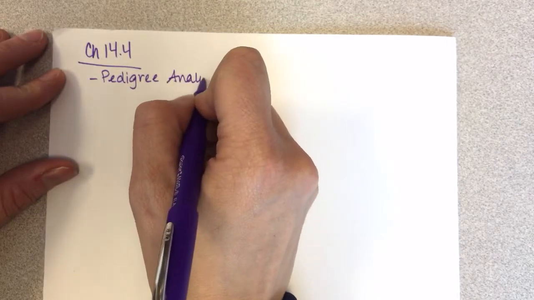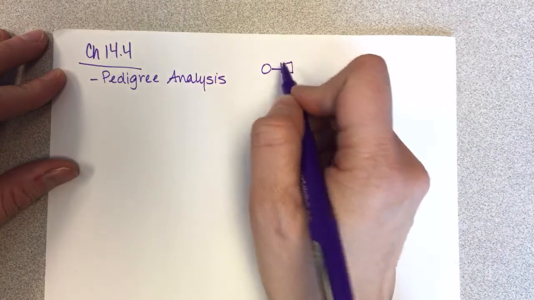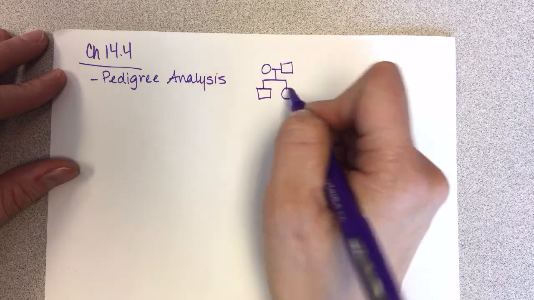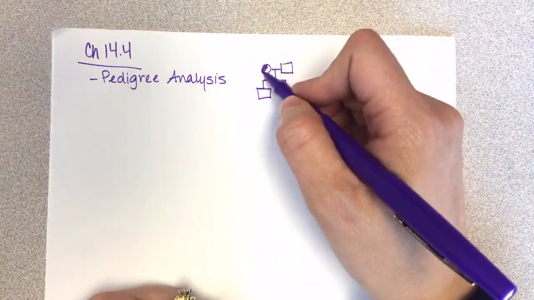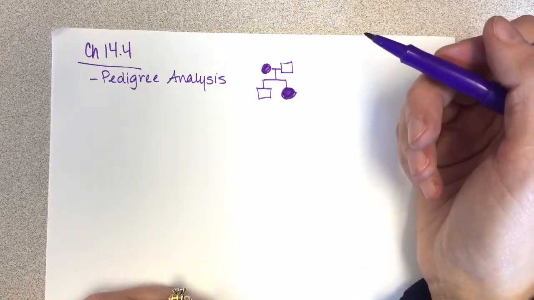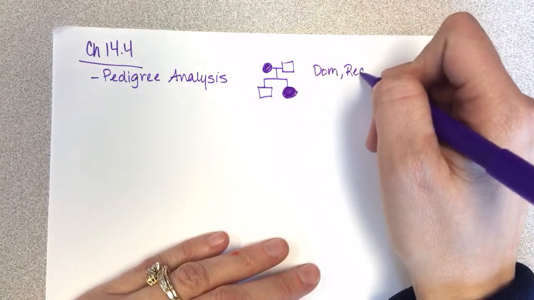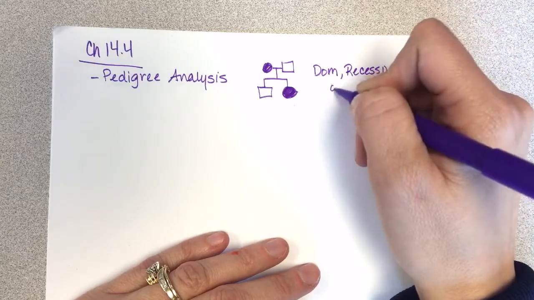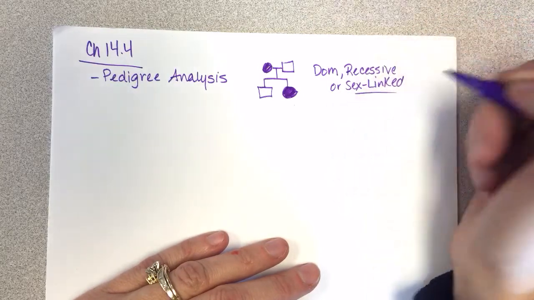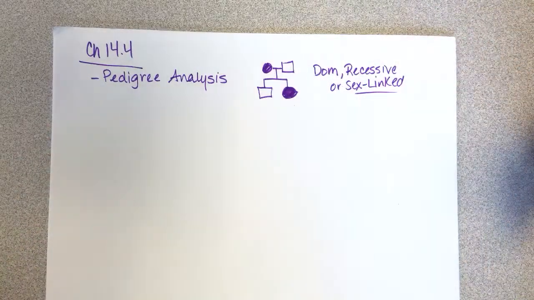So I taught about pedigrees and how circles are female and squares are male, and shows the kids and so on, and how you trace a trait through the family, and the people that are shaded in are the people affected with that trait. All right, so that trait can be dominant, recessive, or sex-linked.